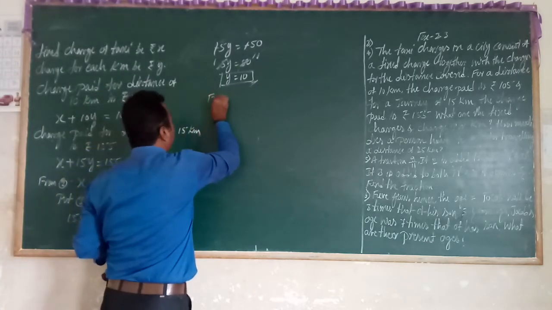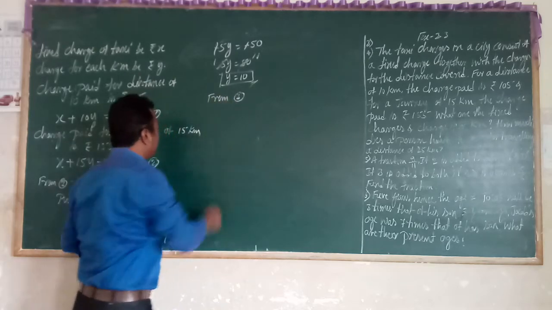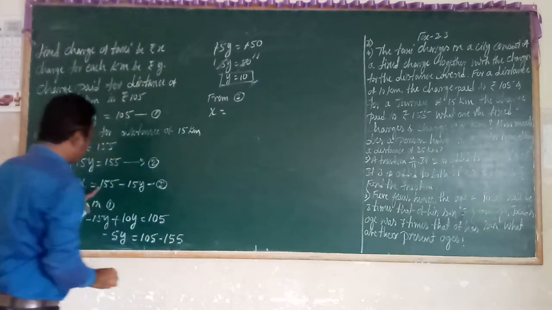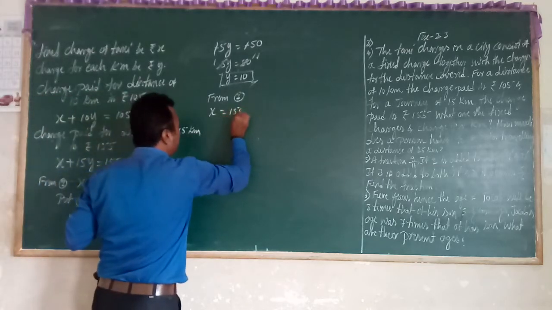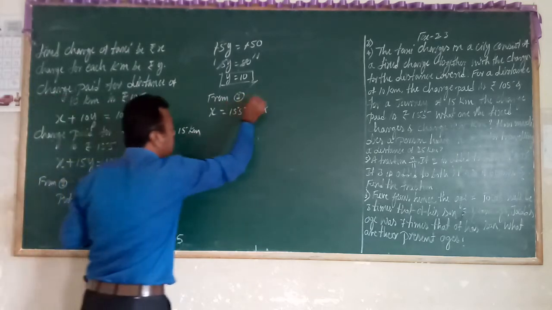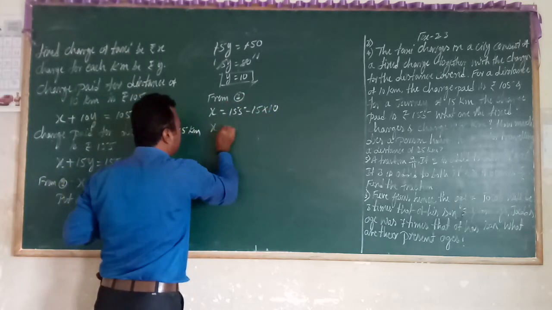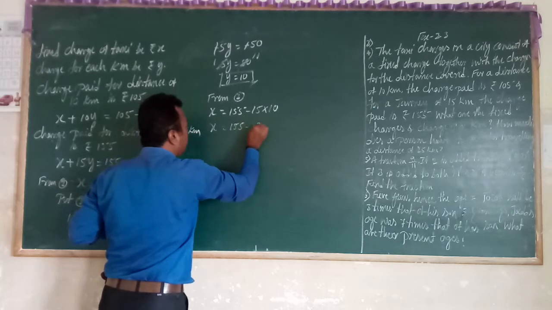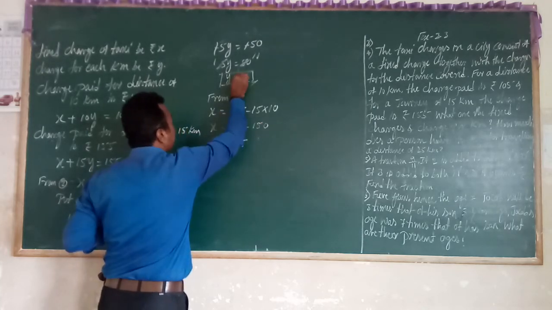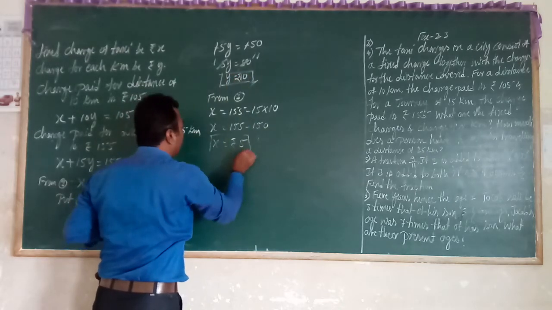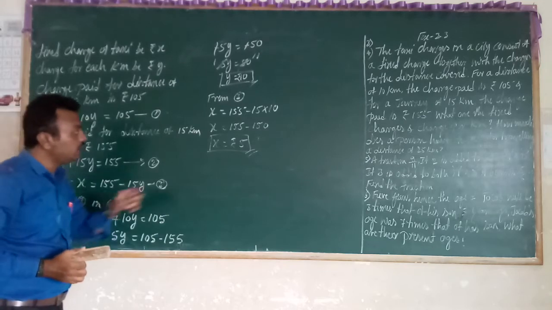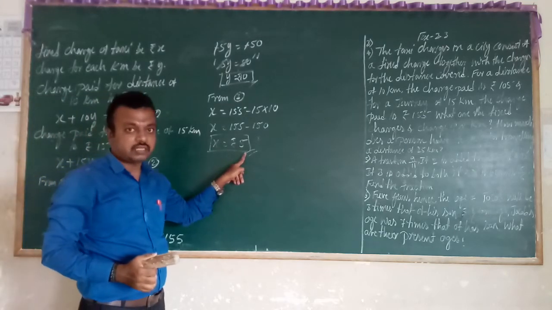Now from the third equation, x is equal to 155 minus 15 into what is the value of y? y is 10. Therefore x is equal to 155 minus 150. Therefore x is equal to rupees 5. Understood? See, the fixed charge of the taxi is rupees 5.